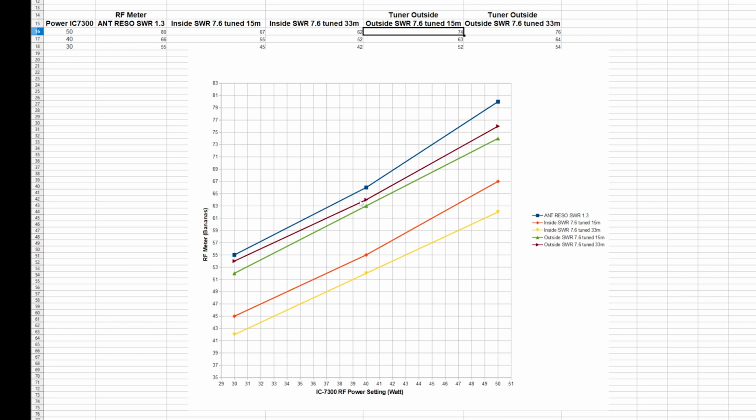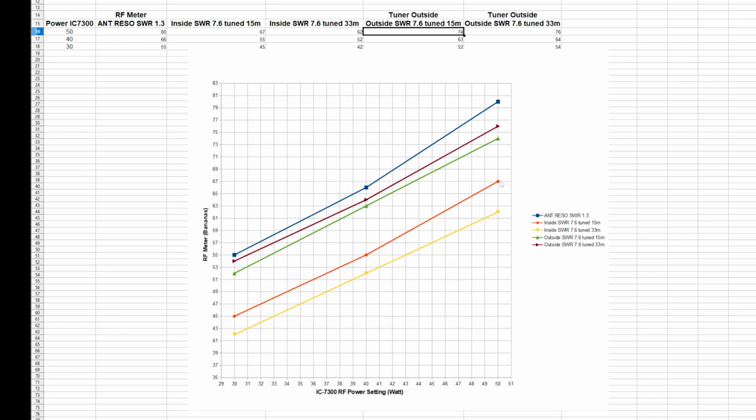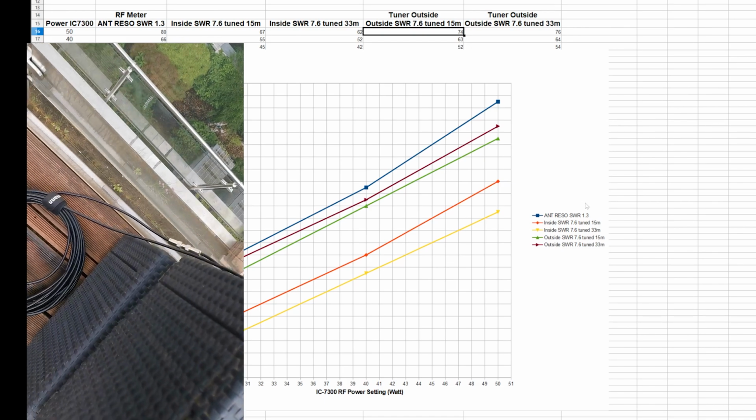Then the brown line here below, and the green line, this is when the antenna tuner is at the antenna on the outside. I write here outside and inside. So outside is at the antenna feed point and inside is fed from the transceiver. Let's see how much we are losing. So for sure we can see on the lines the antenna tuner on the inside is lower. The lines are lower, so we are losing more than when it's on the outside. And I used here 2 different cable lengths, 15 meters and 33 meters. So this is always from the inside to the antenna.